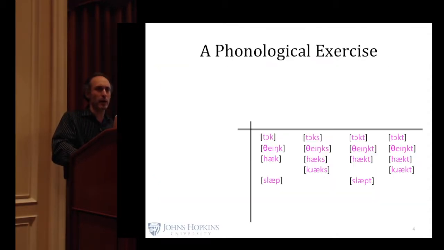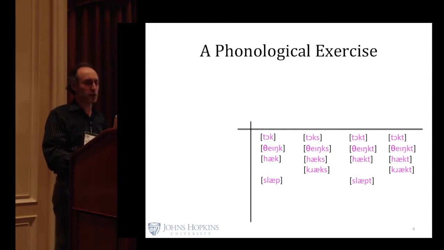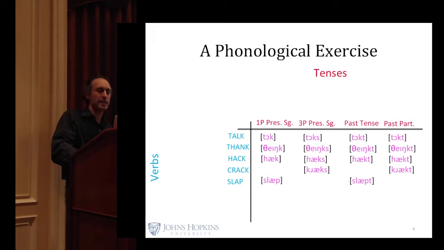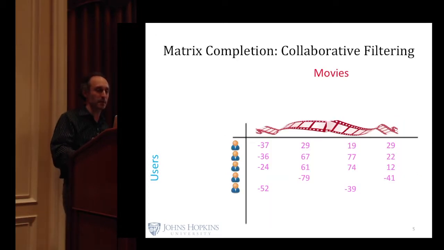So here's what a phonology exercise looks like. Here's a table of English verbs by inflections. And your job is to fill in the missing entries in this table. And I should point out this is actually exactly the same problem formally as another machine learning problem. Some users rated some movies, and you want to predict how they would rate other movies. That's also completing a table, matrix completion.